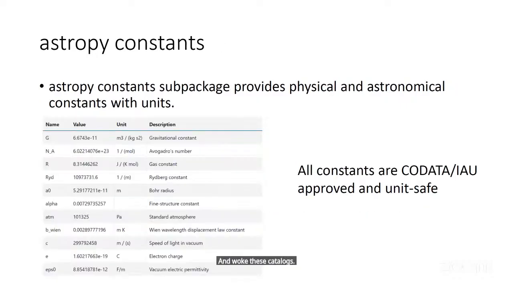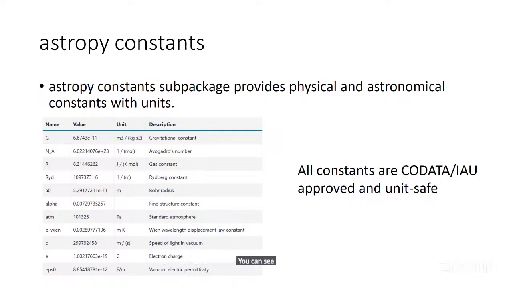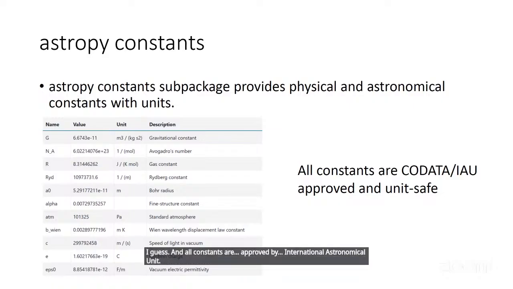Moving next. Okay. Astropy constants. The package provides physical and astronomical constants with units. You can see a screenshot from the Astropy website with a table where you can find every constant you need in your calculation, I guess. And all constants are approved by the International Astronomical Union. And of course, unit safe.